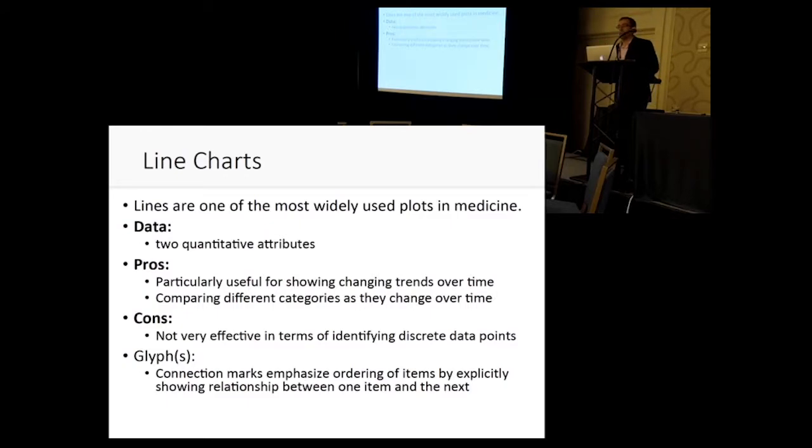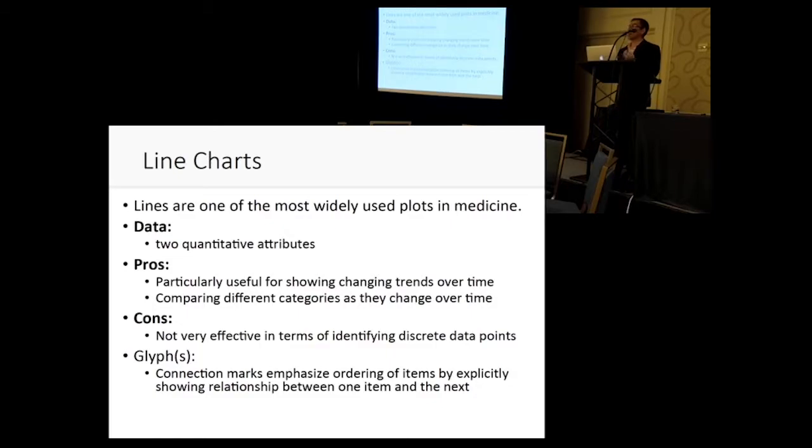If we need to show what is happening with the patient, the outcomes, it's great to show things over time. Comparing different categories and how they change over time is also great for that. However, it's not that effective in terms of identifying discrete data elements. That's why, if you use Excel, usually there's a way that you can put the table at the bottom, because people know that line plots will not give you precise information to identify discrete information.